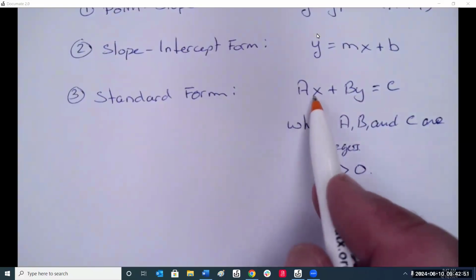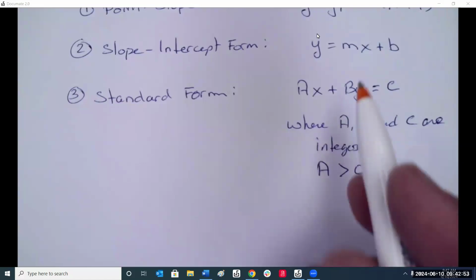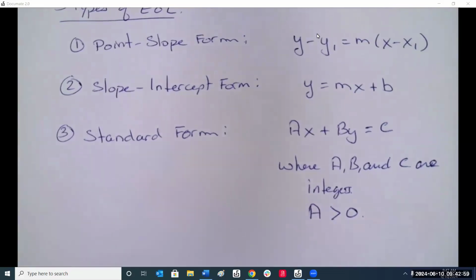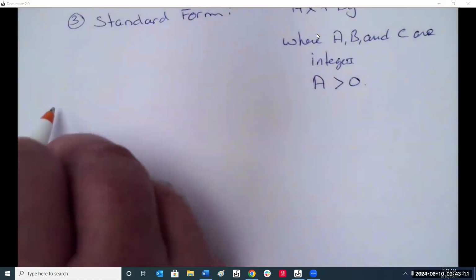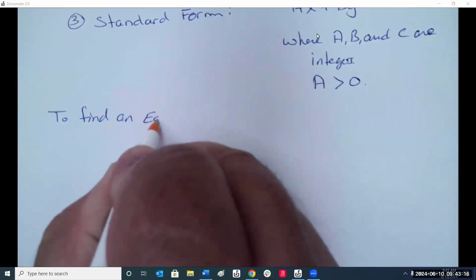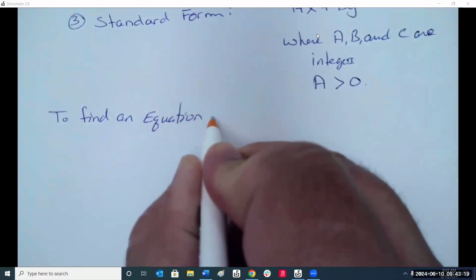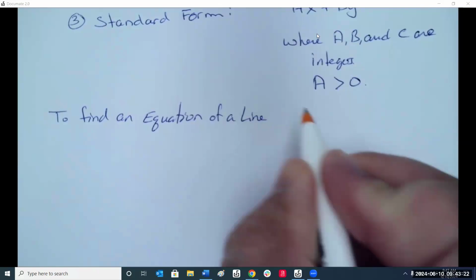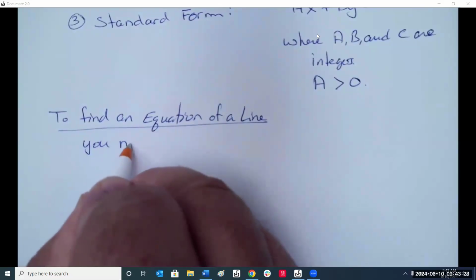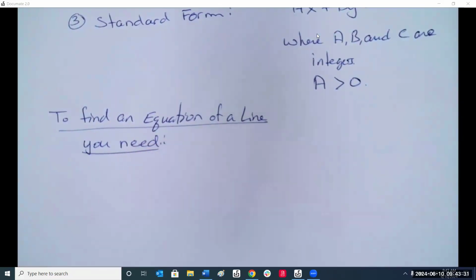So you notice that in the standard form, you have the x and y on the same side, and they have some coefficient in front of them. Now, the reason this is the form, this is the way it should be done, not the way the book had it, is because, first thing, what do you need? What's the minimum information you need to get an equation of a line? To find an equation of a line, you need what? 2 points.